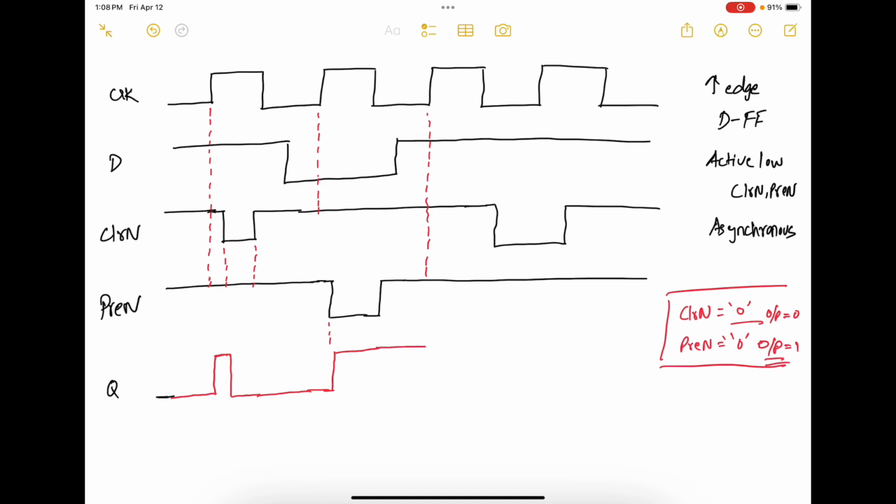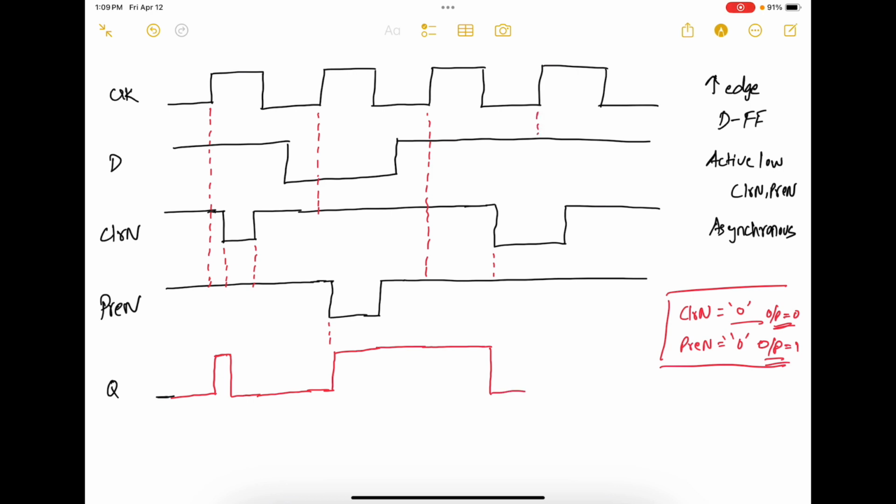At the next rising edge of the clock, ClrN is 1, PreN is 1, and your D is 1. So your output is going to follow D. Now at this point, ClrN is going to 0, which means your output must go to 0. So after a short delay, output is going to 0.